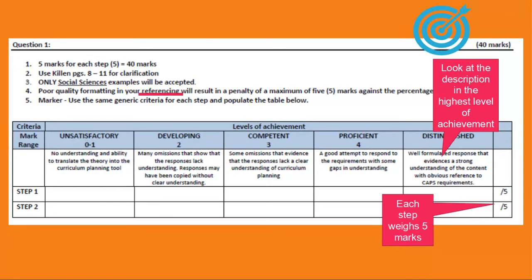Just a note to the marker, that is me now, use the same generic criteria for each step and populate the table below. So you as well, for each step you need to clearly formulate your response that evidence a strong understanding of the content with obvious reference to CAPS requirements. Right, so each step weighs 5 marks.